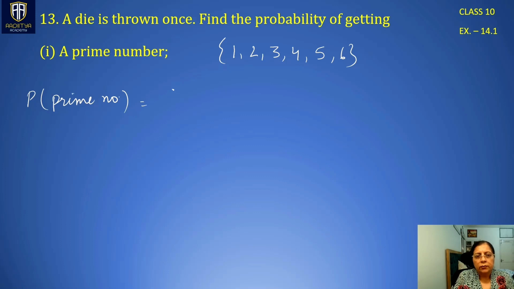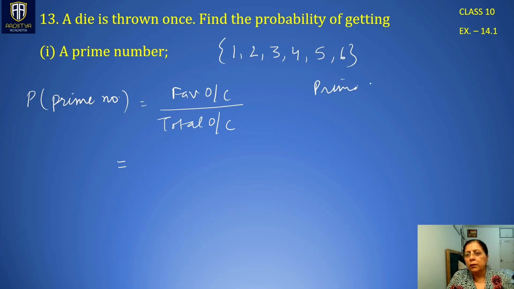So here we have to write favorable outcomes, the total number of favorable outcomes, and in the denominator we have total outcomes. So how many favorable outcomes are there? For prime numbers, how many prime numbers are there? 1 is never prime. Generally children make mistakes while doing this question. 1 is not a prime number.